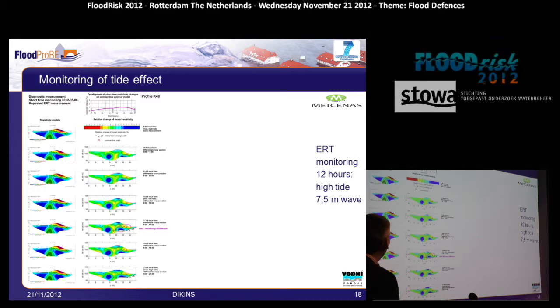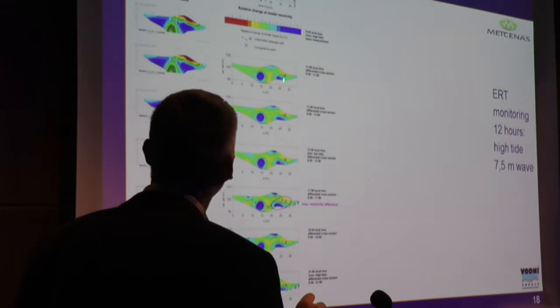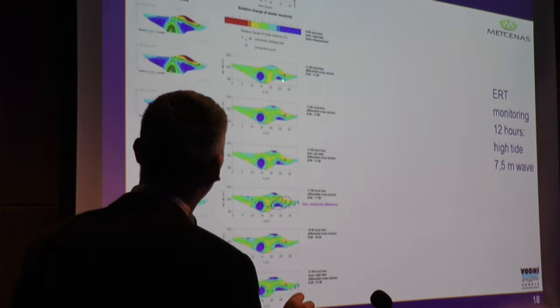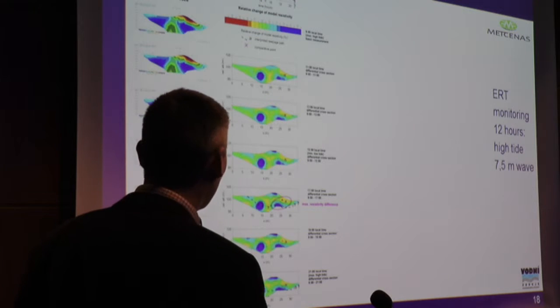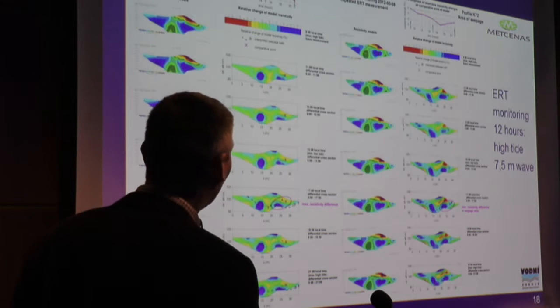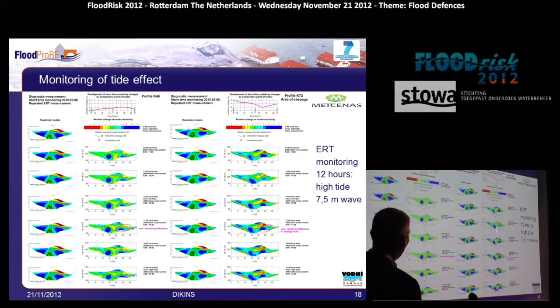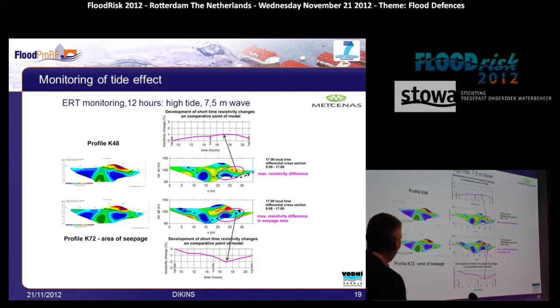It is this set, and you can see here the development of some anomaly going in this direction. And what is important, we also selected one point on the air side, this one, and here you can see the development of resistivity changes in time at this point. The same situation, but in the area with seepage. Also, you can see this set of cross-sections and the residual, differential cross-sections.